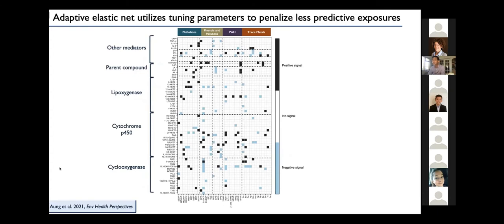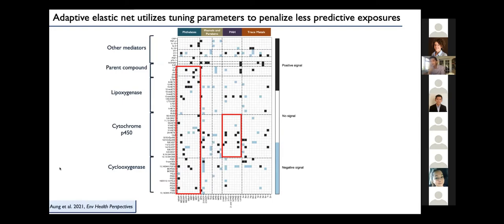So this figure here is that same sort of heat map grid that I showed you earlier, but instead the interpretation is a little bit simpler. So here in this heat map, the black cells are simply positive signals that were selected by adaptive elastic net. White cells are no signals and complete shrinkage to zero. And blue cells are negative signals. And so just to remind you, each of these biomarkers on the y-axis here is now adjusted for all of the exposures combined in the same particular model.